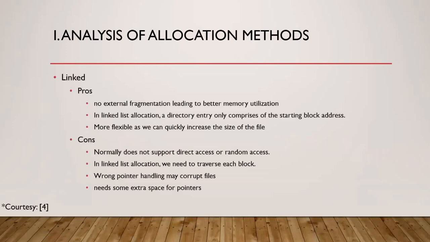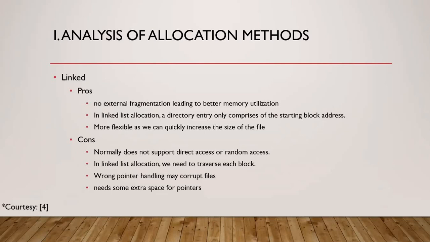Now linked allocation. What are the pros? No external fragmentation, because we are using the concept of pointers. In linked allocation, the directory entry only comprises the starting block address. As I have already shown you when we discussed the concept of block, there was a starting block address, and then a list of pointers. It is more flexible because we can quickly increase the size of a file. How? In contrast to contiguous allocation, memory is available inside your system because memory is of large capacity today. The only question is whether it is available in a contiguous fashion. In contiguous space, we normally don't have sufficient memory, but distributed memory is always present. That's why it's easy to increase the size of a file in linked allocation.